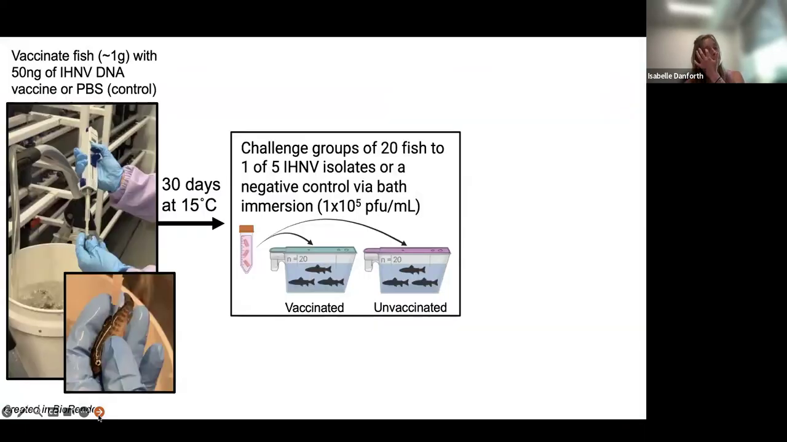So we conducted 2 experiments to quantify each of these metrics, and both started by vaccinating fish at 1 gram in size with 50 nanograms of the IHNV DNA vaccine or phosphate-buffered saline as an unvaccinated control.